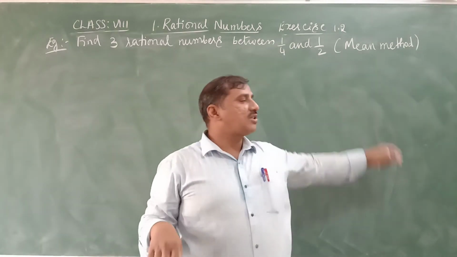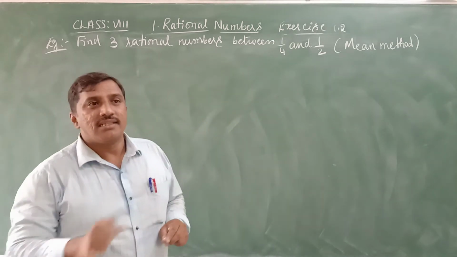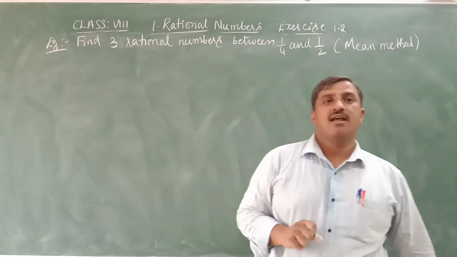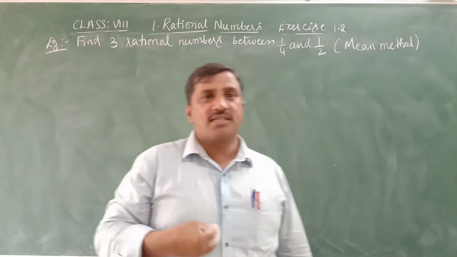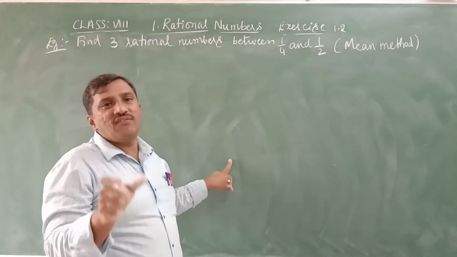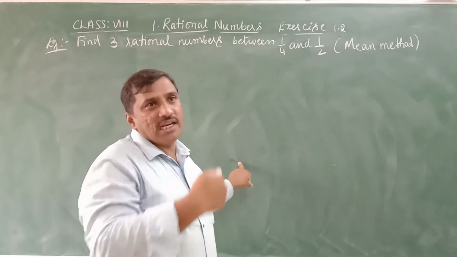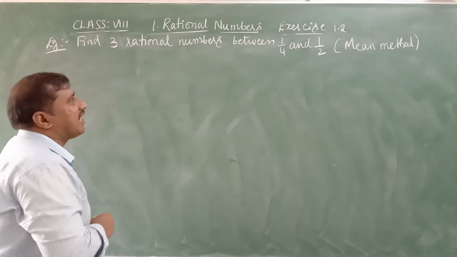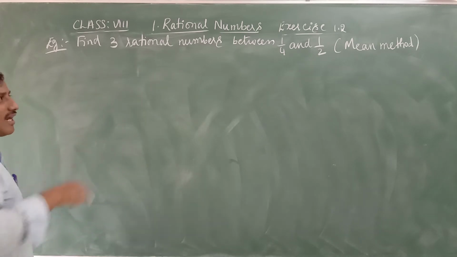In class 7th you came across the word mean in data handling. What is mean? The sum of all observations divided by the number of observations. If we consider rational numbers, the sum of two rational numbers divided by 2 will give you one rational number between those two rational numbers. Like this we continue these steps. How many rational numbers we require, those many steps if we continue, we can get the required number of rational numbers.